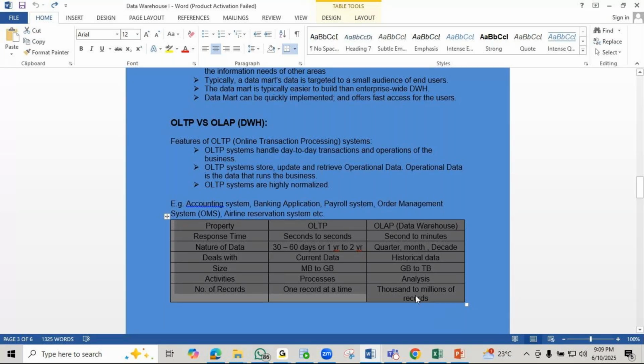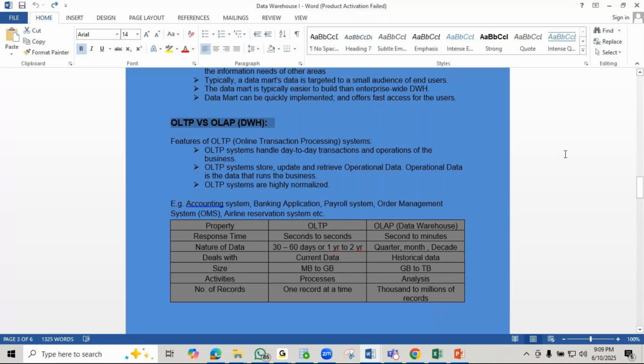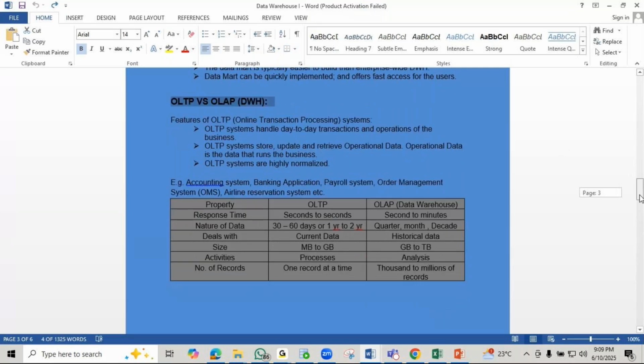Okay, consider another example. Imagine that Ismail is the owner of Wipro and close to 1 lakh employees are working in Wipro. Last month he gave the salary, so definitely 1 lakh records will be displayed in the bank statement. Correct. So the number of records in OLTP is one record at a time, and in OLAP it is thousands to millions of records at a time. So this is the difference between OLTP and OLAP. Okay. Now guys, does anyone have any question?